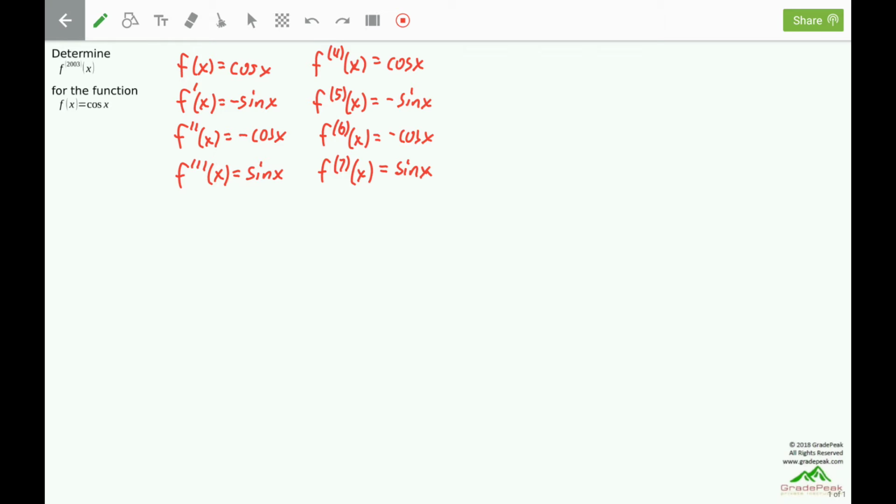Now, we can generalize this to every fourth derivative goes back to the original by saying that the 4n derivative of x will equal cosine of x, where n here is a positive integer. So that's telling us that every fourth derivative we will return to cosine. Now what we want to find in this problem is the 2003rd derivative of x.